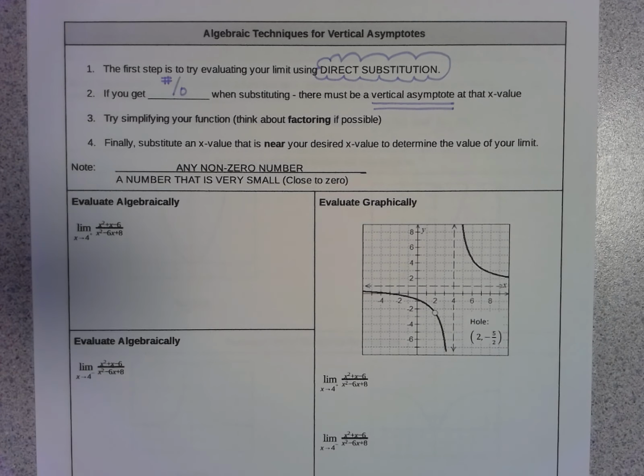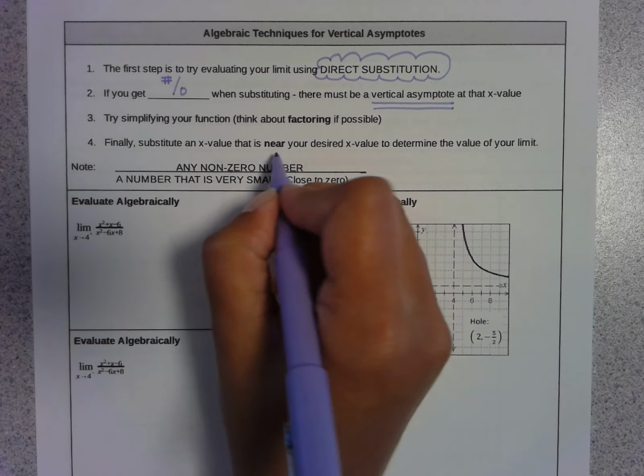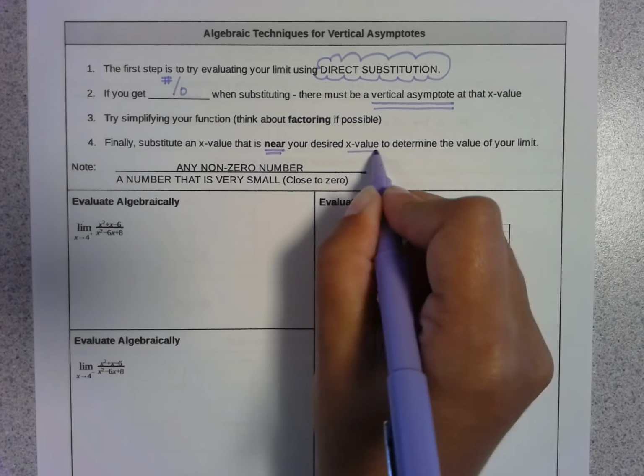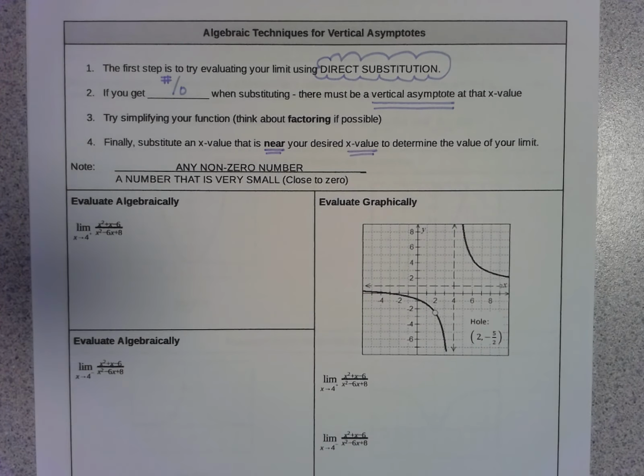To try simplifying your function, think about factoring if at all possible. Sometimes it's possible to factor and have one of your factors cancel, in which case you have a hole instead of an asymptote, which makes your life a little bit easier. And finally, in order to figure out what's happening near an asymptote, you need to substitute a value that is near your desired x value to determine the value of your limit.